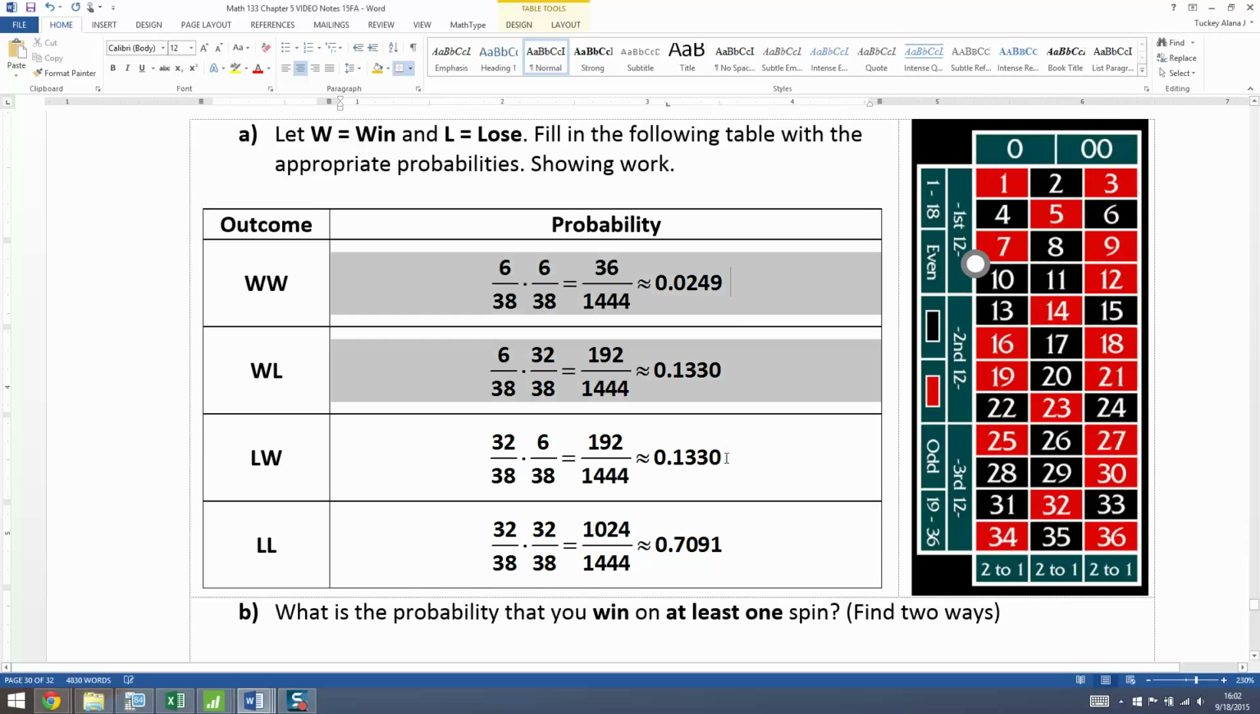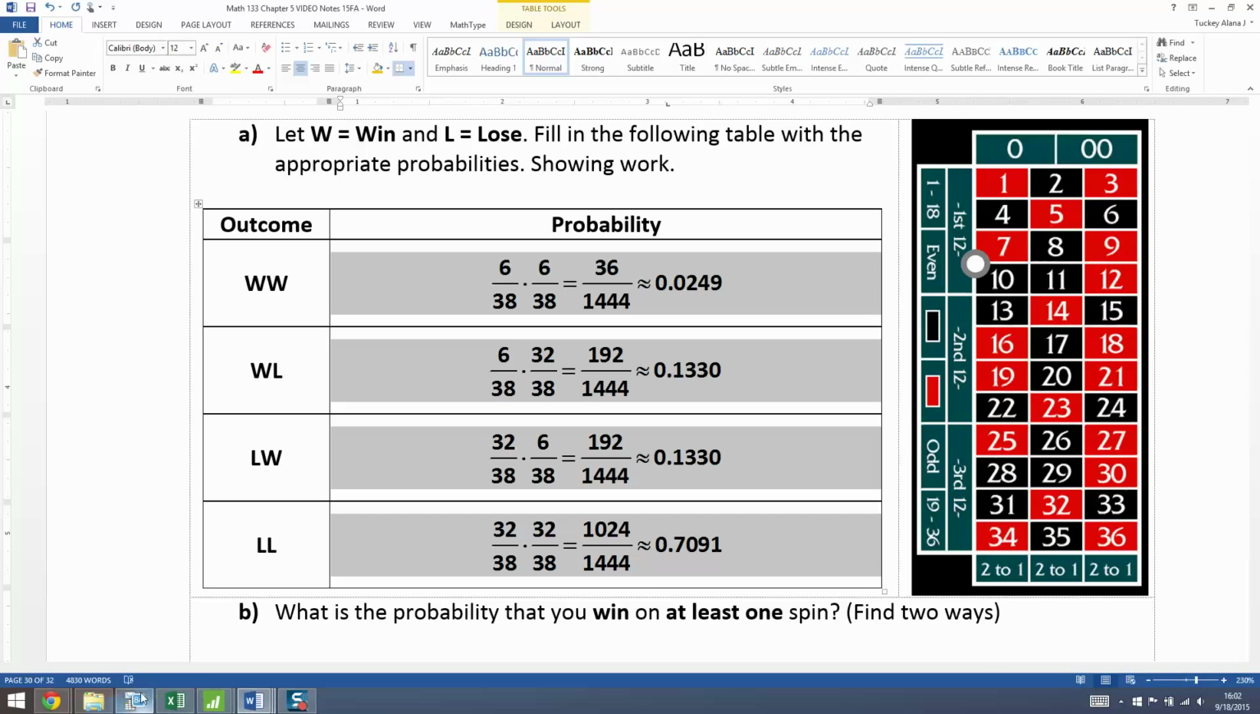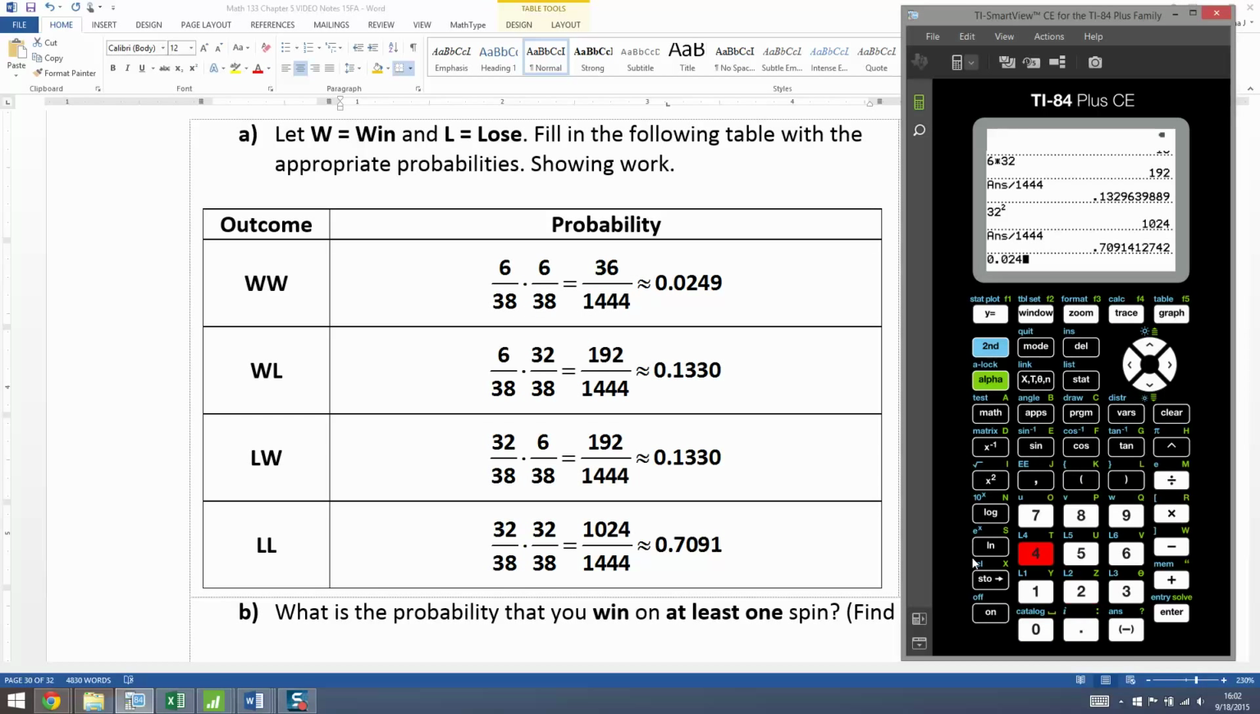Now if you did this correctly, these 4 numbers should all add up to 1. So let's check it. 0.0249 plus 0.1330 plus 0.1330 plus 0.7091. And there we go, it's 1. Now, if it had been like 1.001 or something like that, we wouldn't have gotten all upset. That would have been a rounding error, but it should be right around 1.